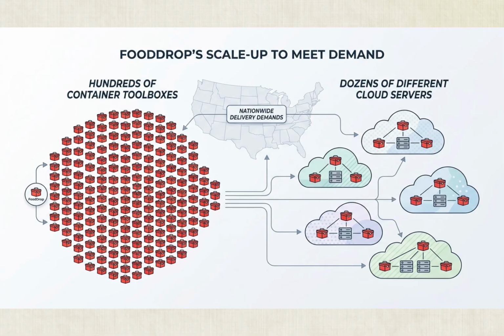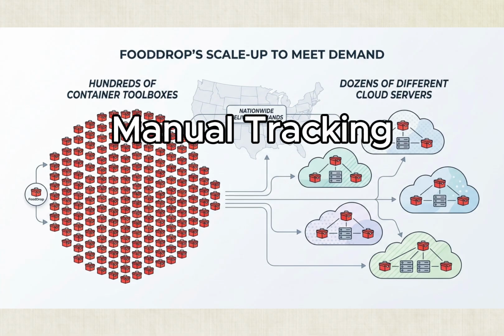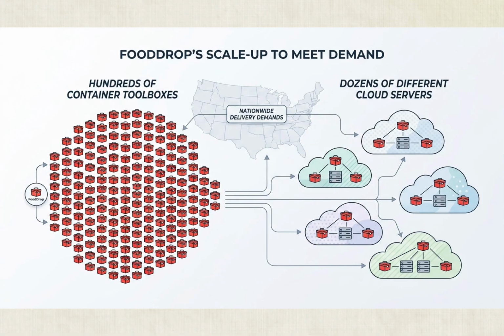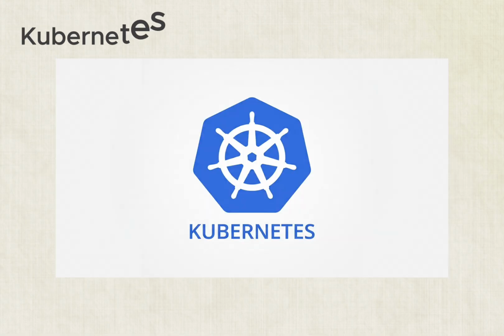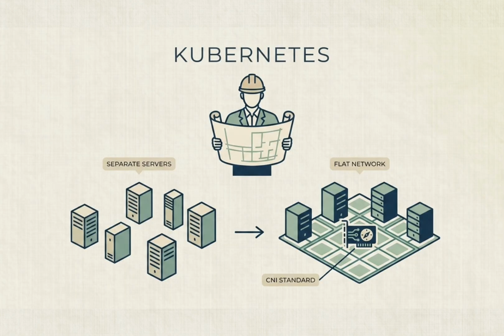When FoodDrop grew to hundreds of container toolboxes running across dozens of different cloud servers to handle nationwide delivery demands, tracking them manually became completely impossible. That is when we reached the modern era of networking and turned to an orchestration tool, Kubernetes. Kubernetes acts as our master city planner.